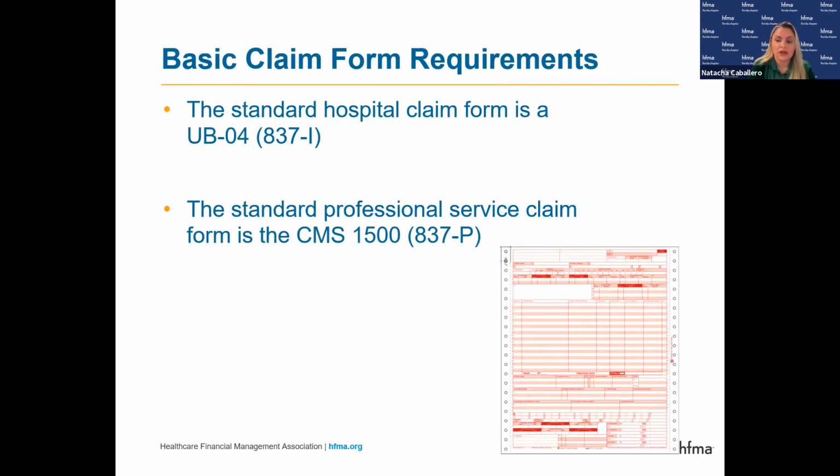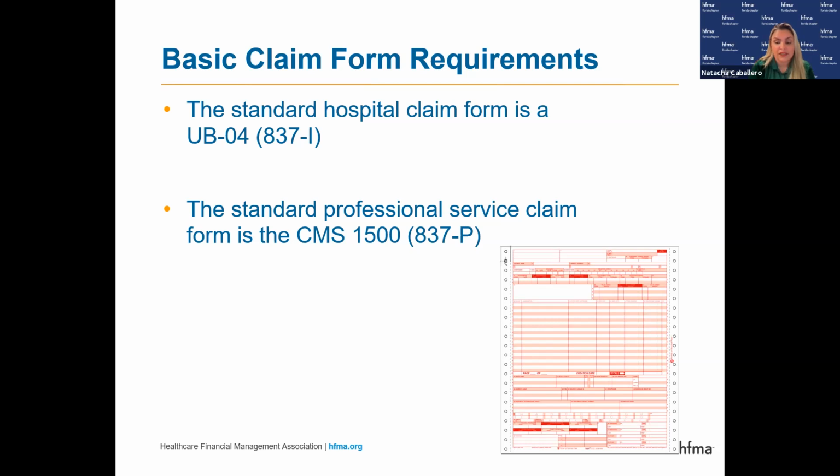Claim processing includes all activities required to send a request for payment to a third-party plan for payment of benefits. The healthcare industry has developed standard claim forms that must be used for claim processing. The standard hospital claim form is a UB04, and the standard professional service claim form is the CMS 1500. The UB04 claim form contains 81 form locators and is used for submitting claims by institutional providers such as hospitals, hospice, rural health clinics, skilled nursing facilities, etc.